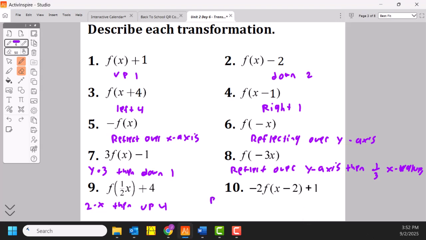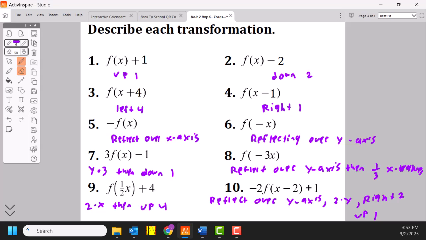And then got a lot more going on with number 10. So we're going to reflect over the y-axis. 2 times the y. Then the -2 on the inside is right 2. And the +1 on the outside is up 1. Okay? So there are your answers for those. That's how we would describe each of these.